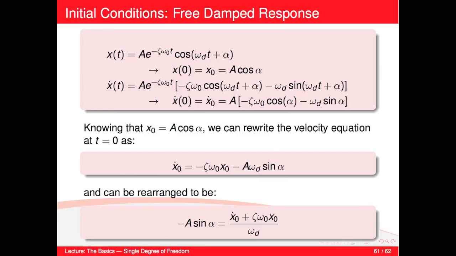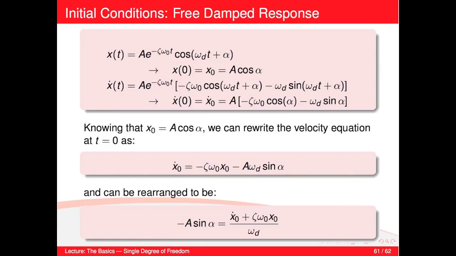When we set time to be 0, the exponential becomes e to the power of 0, which is 1, and the omega d t terms in the sine and the cosine become 0, so we end up with cosine of alpha and sine of alpha. And so the velocity when time is 0 ends up being A times the quantity minus zeta omega naught times cosine of alpha minus omega d times sine of alpha. From the equation for displacement, we know that x naught equals A cosine alpha. So we can rewrite the velocity equation at t equals 0 as minus zeta omega naught x naught minus A omega d sine of alpha.